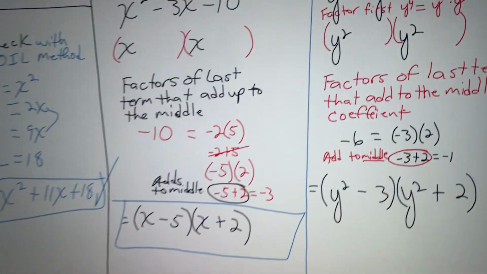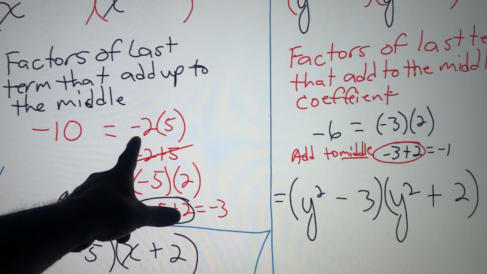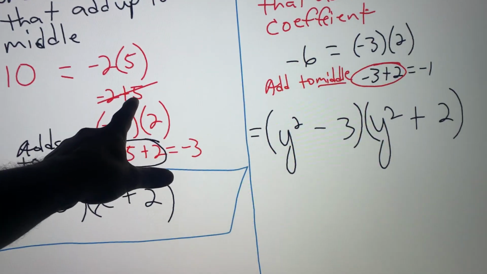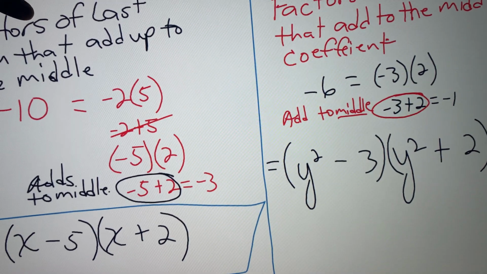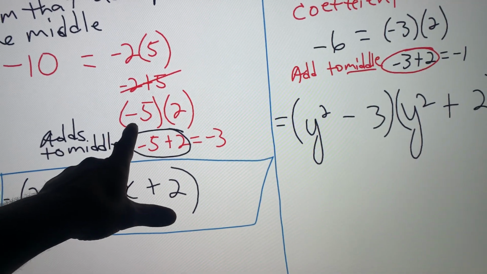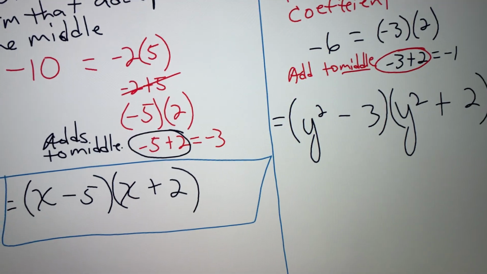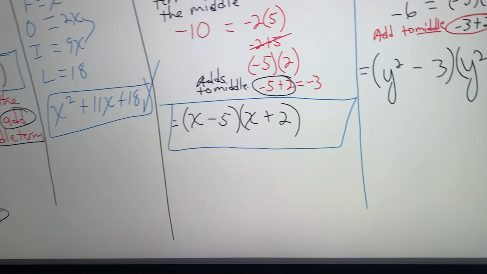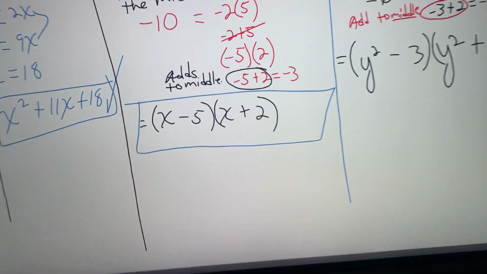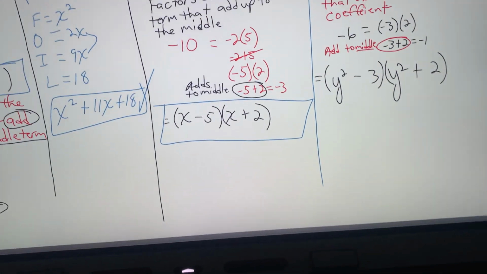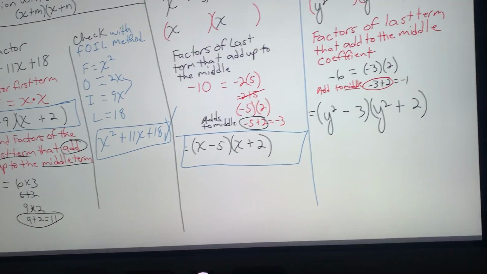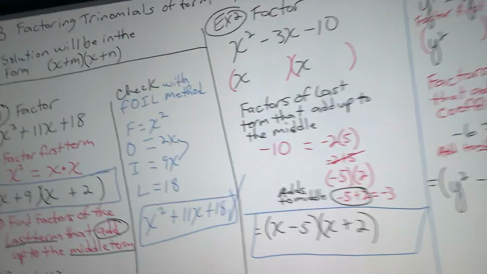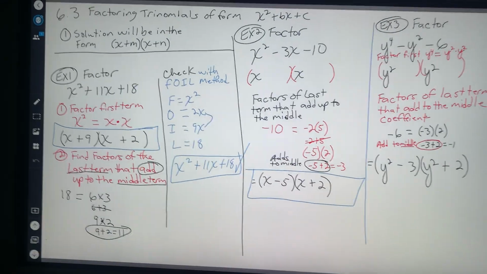And as we can see, we tried different factors. We tried -2 times 5, but when we add those together, we don't get -3. So we had to switch it around to -5 times 2. And now when we add those factors up, they do add up to -3, which is the middle term. So we take those and put them in as -5 and +2 into the other set of parentheses.